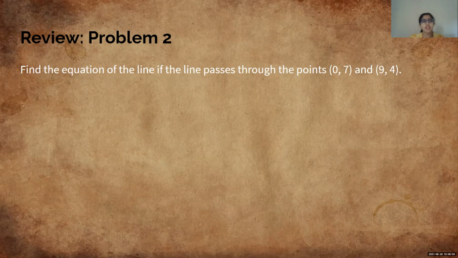Okay. So problem 2, find the equation of a line if it passes through the points 0, 7 and 9, 4. So in the chat, type your answers. And remember, this is X, this is Y, whenever you're finding the slope or plugging it in to your equation. Remember X, comma, Y. So I have one answer in the chat. So it's correct.